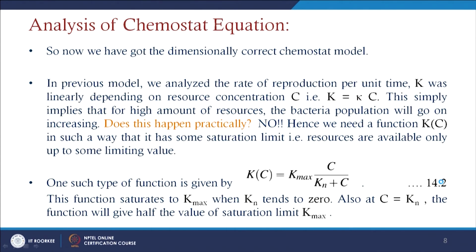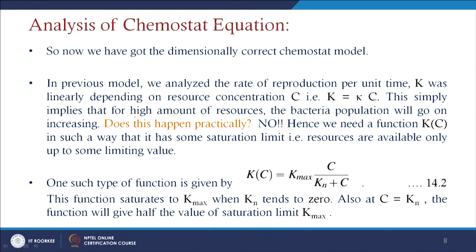If you go for further analysis of this chemostat equation, we can find that it is dimensionally correct now. In the previous model, we analyzed the rate of reproduction per unit time, k, which was linearly dependent on the resource concentration. We defined k as kc, and this implies that for a high amount of resources, the bacteria population will go on increasing, since if the available resources are sufficient, the population level will grow.